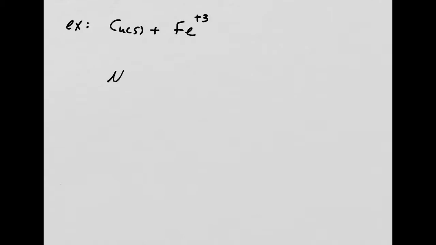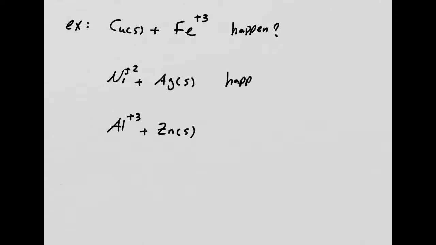So I'm going to write down these reactions, and what I'm going to ask you to do is figure out, will this reaction happen or will it not happen? If I add these two together, will they oxidize and reduce each other, or will they not? Will the reaction happen or not? So basically, if I add copper metal and iron plus 3, will that happen? If I add nickel plus 2 and silver metal, would that happen? If I add aluminum metal and zinc solid, will that happen?